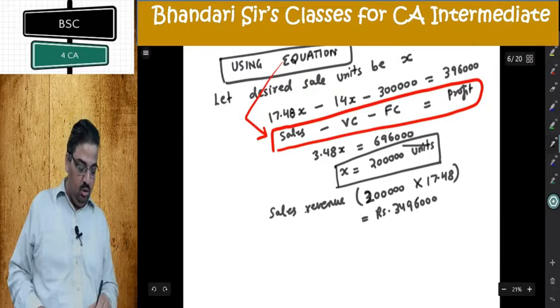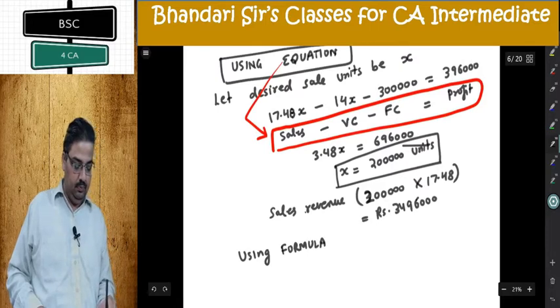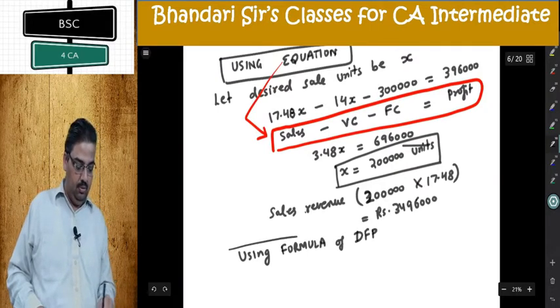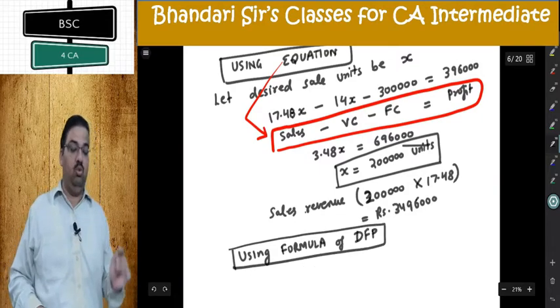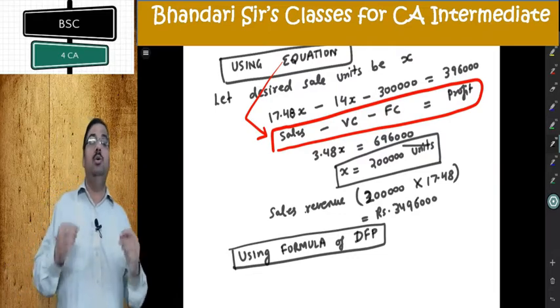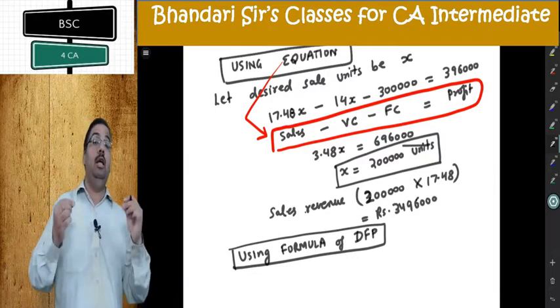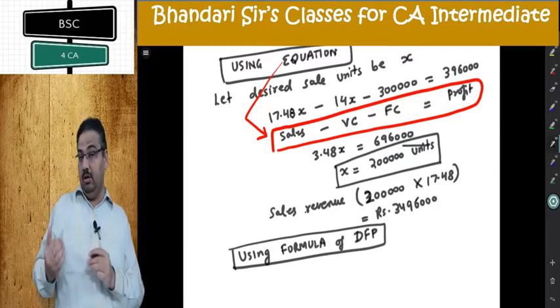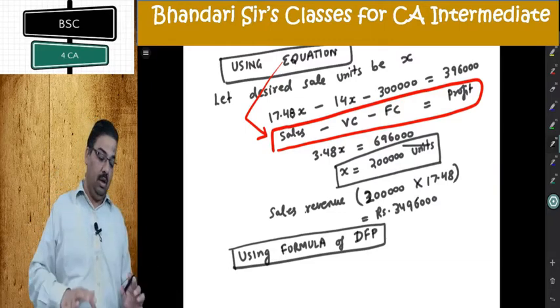Second way, use the formula. This is an alternative way of doing. DFP is desired fixed profit. What is sale to earn desired fixed profit in units? Once I get in units, I can multiply with 17.48. I'll get the same thing.